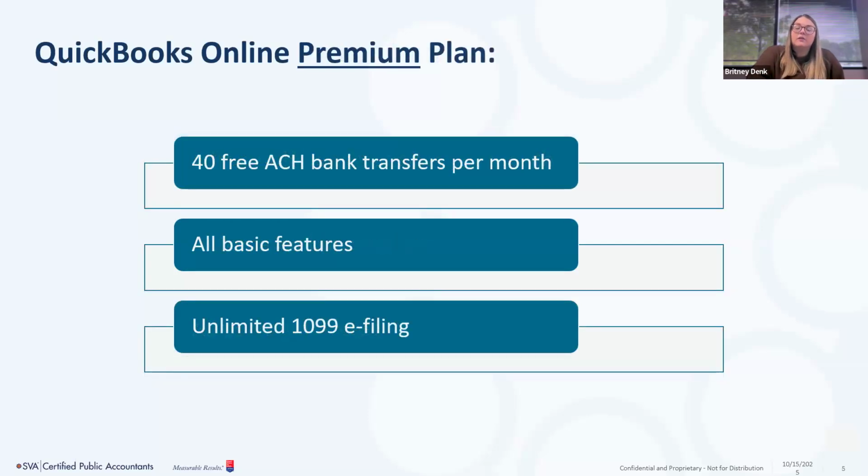For the QuickBooks Premium plan, you get 40 transfers per month. All basic features are included, plus unlimited 1099 e-filing, with a star on that one, because it might be unlimited, but it is not free. There is a cost associated with the e-filing through QuickBooks. I just don't have that on here, but I can get that for you if it's something that you're interested in.